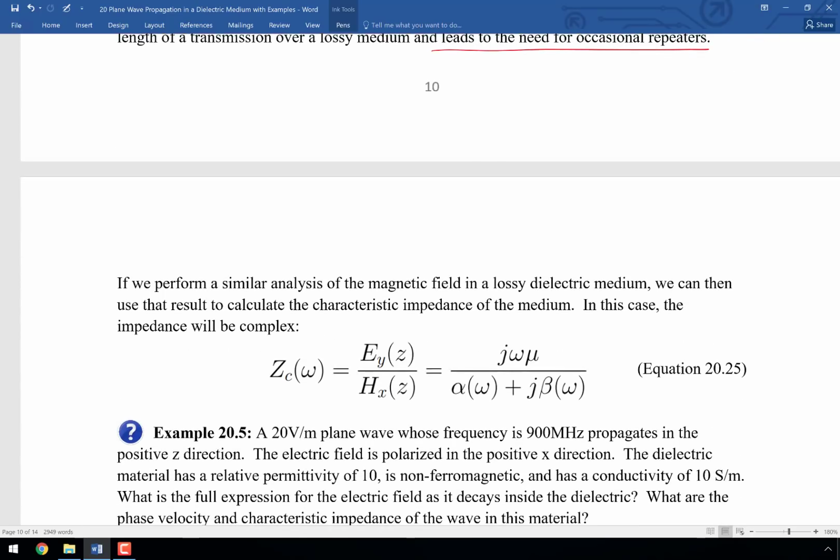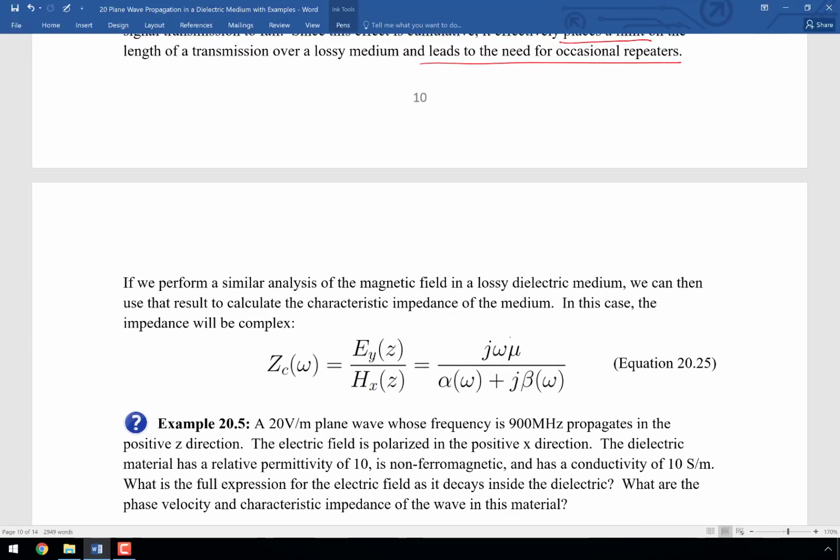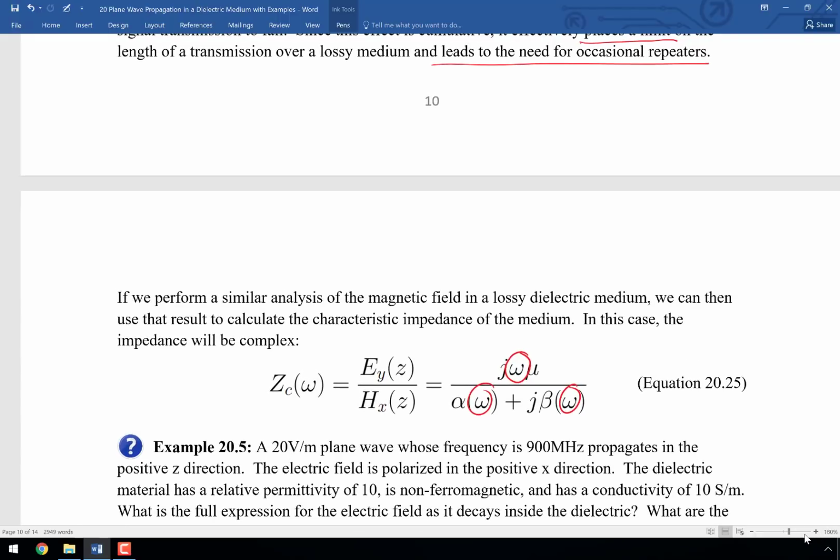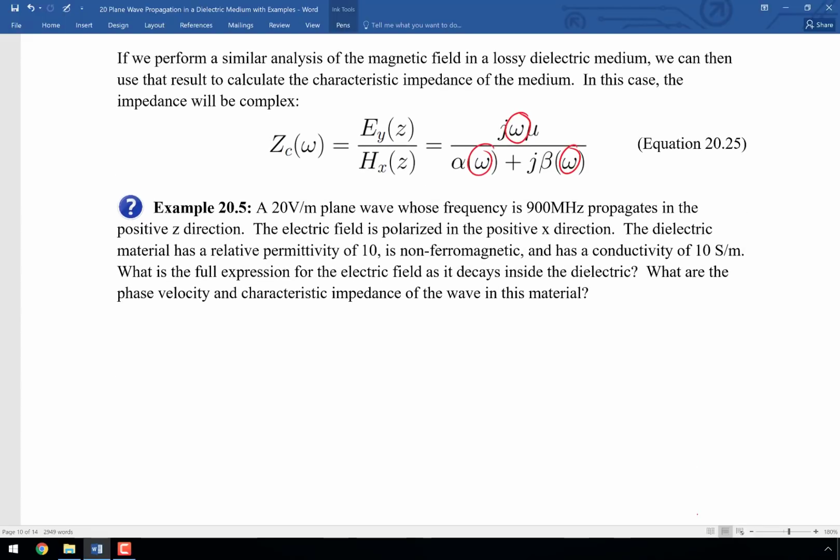And then finally, if we perform a similar analysis of the magnetic field, and then we take the ratio of the electric field to the magnetic field, we can find the characteristic impedance, which is also a function of omega. So notice that there we have an omega in the numerator, and then alpha and beta are also functions of omega in the denominator. So we're going to find that we end up with a lot of omega dependence in the calculation of the characteristic impedance.